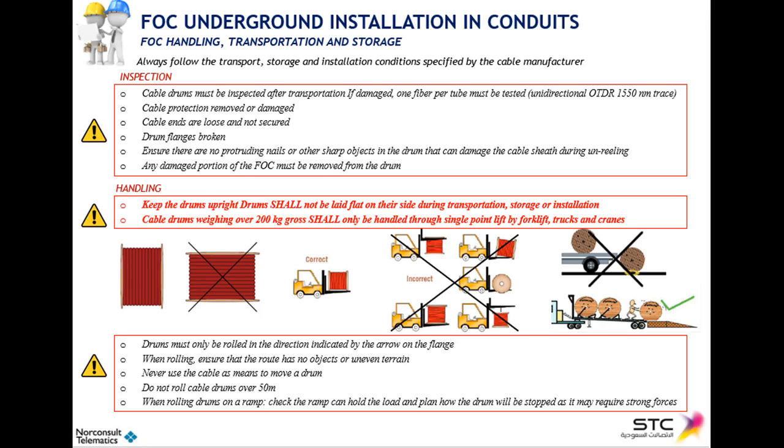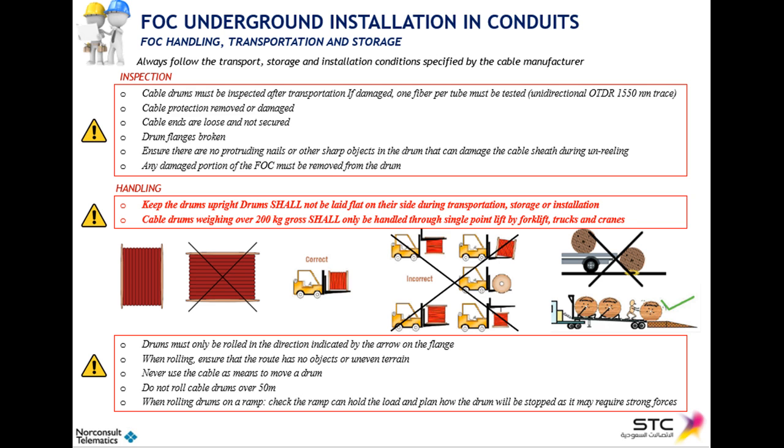When using a truck to transport drums from your warehouse to the site, you have to take some precautions. If these cable drums weigh over 200 kilograms, you cannot handle them by hand. You have to use forklifts, trucks, cranes, whatever other machinery you may have, but not by hand. These cable drums have a rotation direction indicated on the side of the cable drum. They must roll in that specific direction indicated by the manufacturer.